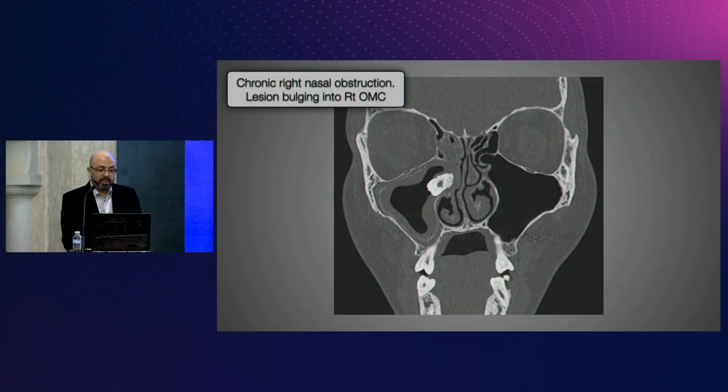This was an interesting one. So patient with chronic right nasal obstruction, lesion bulging into the right OMC, ostiomeatal complex, on nasendoscopy. So what is wrong here? There is a tooth in the wrong place. It shouldn't be up here, right? And this tooth is surrounded by another wall. So it's like a sinus within the sinus. But how can we explain that?